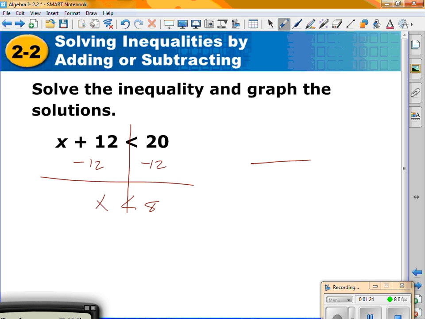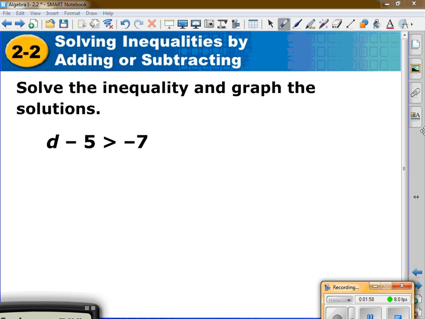Now to graph this, I'm going to use what I call in my upper level classes a ghetto graph, because I only care about one number. What's that one number I care about? That one number I care about is an 8. Is my dot going to be open or closed? Open. Is it going to the left or to the right? To the left. And that's your graph.